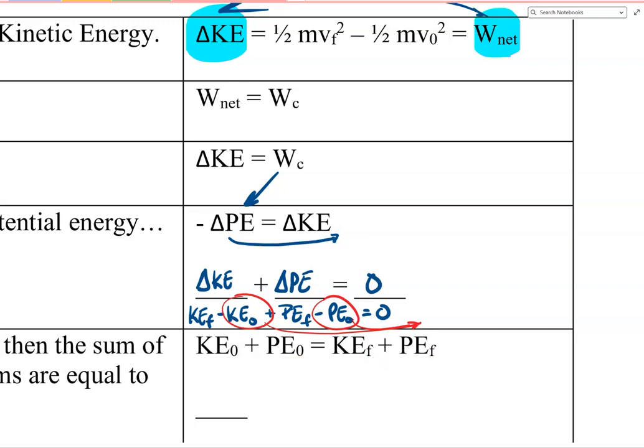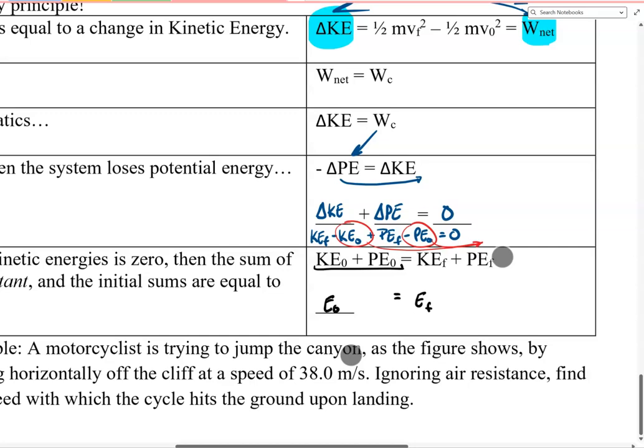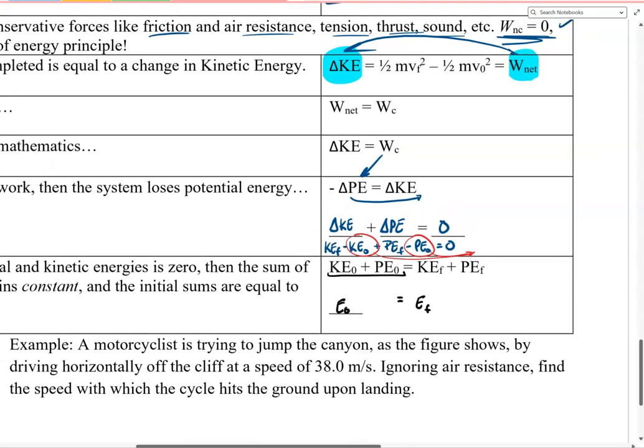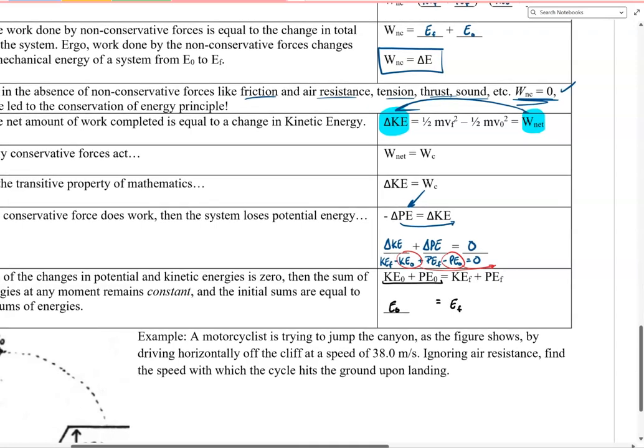And again, we're saying that the sum of the kinetic and potential energies is just energy in total, our total mechanical energy. And so this is our way of saying that the energy at the beginning of the event must be equal to the energy at the end of the event of an object, provided that the work being done on that object is done by conservative forces.